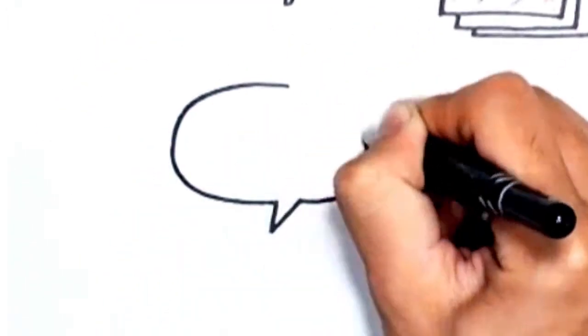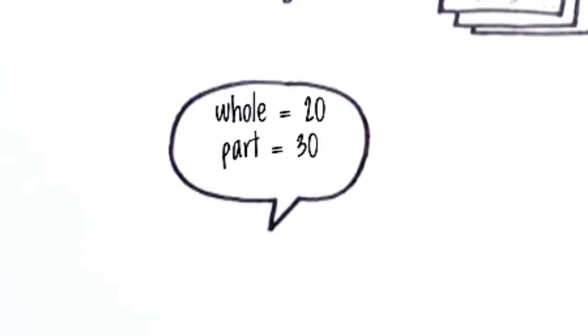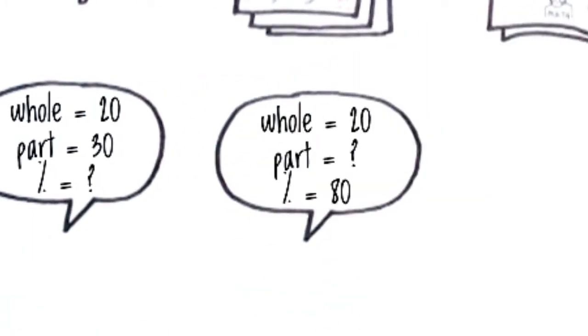In the first question, 20 is the original number, so that's the whole. 30 is not a percentage, so that must be the part. And what's left over is the percentage. In the second, we know the percentage because it says 80%, so we fill that in. 20 is all of the questions in the exam, so that's the whole. And we want to know the part.